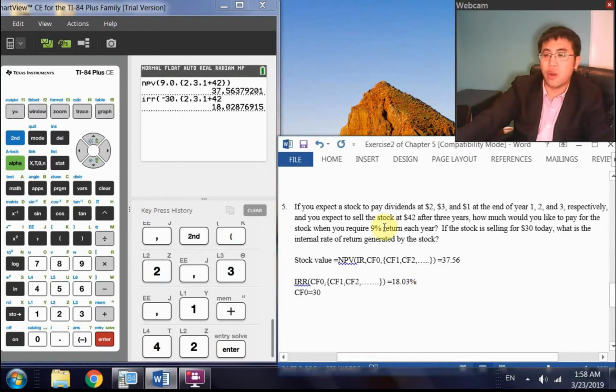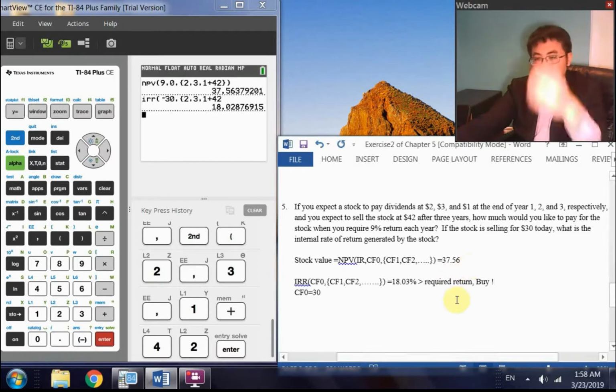And how much do you require? You require only 9%. So they give you a higher return than you require. So that's something good, right? Do you buy the stock? Yes, you should buy the stock. That's how you make a decision based on IRR. If it is greater than the required return, then you buy the stock.